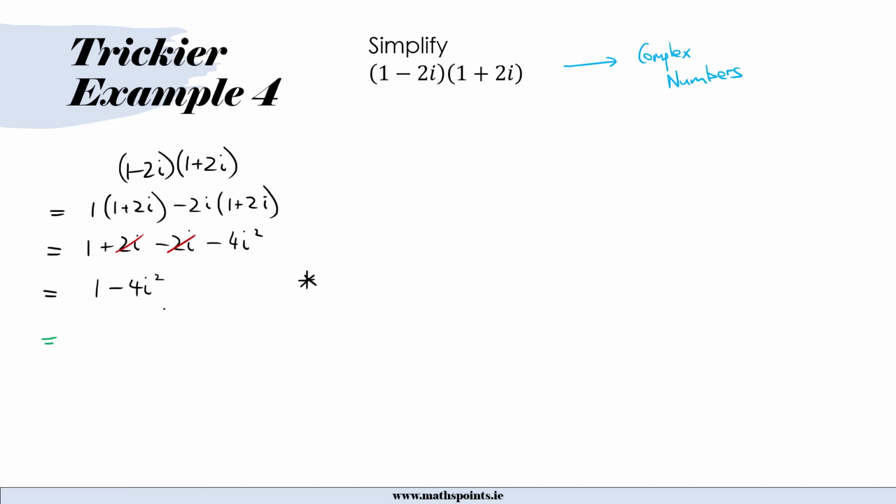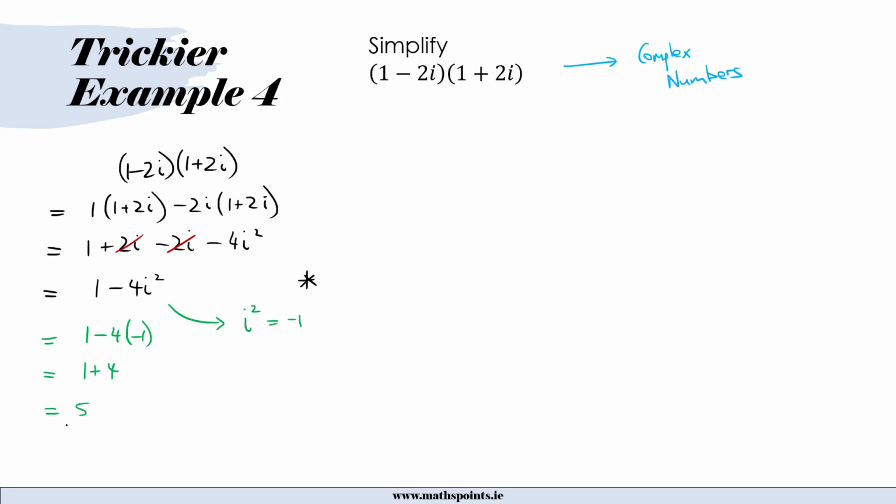You may remember in the last video I said that anytime we see an i squared, that's actually the number minus 1. And so this can be tidied up to 1 minus 4 bracket minus 1. I replace the i squared with a minus 1, which is 1 minus 4 times minus 1 is plus 4, and we get a final answer of 5. Again, don't concern yourself too much with the green writing. That's called complex numbers.